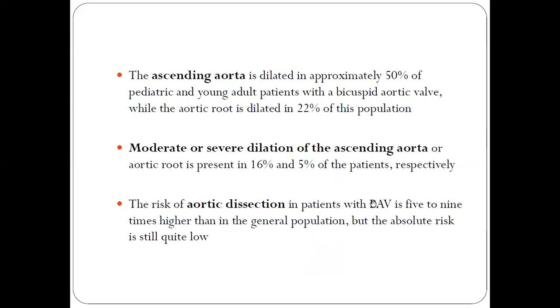Moderate or severe dilatation of the ascending aorta or the aortic root is present in 15 and 5% of patients respectively. The risk of aortic dissection in patients with bicuspid aortic valve is 5 to 9 times higher than in the general population, but the absolute risk is still quite low.